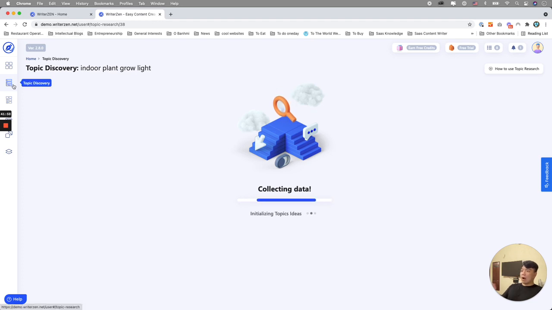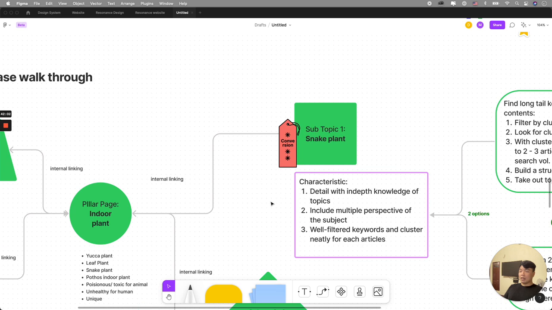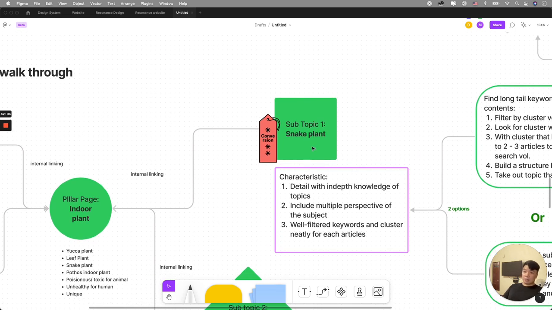So while it's waiting, we'll go back to snake plants. I decide that snake plants is a good keyword I want to build in terms of conversion, meaning that I will right away go into snake plant and start looking for long tail keywords, because nowadays people are really smart in utilizing Google, looking for long tail keywords, so that they could right away reach that knowledge and reach that conversion. So you want to go look for this.